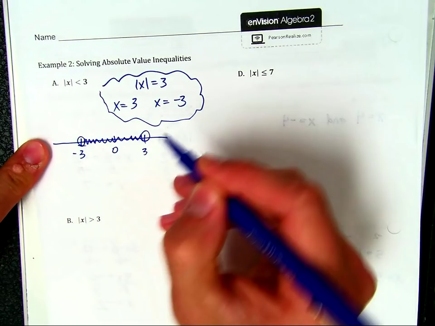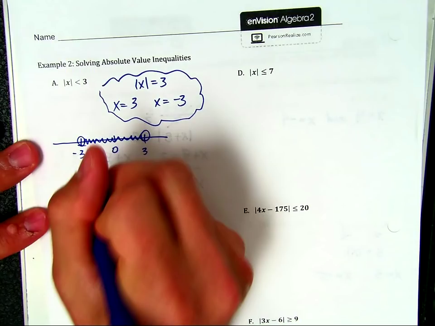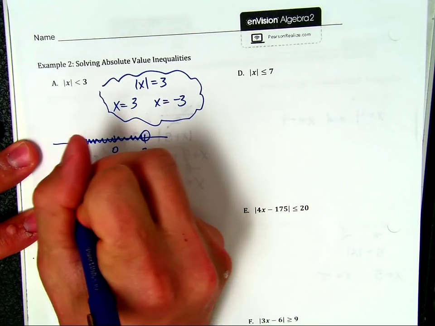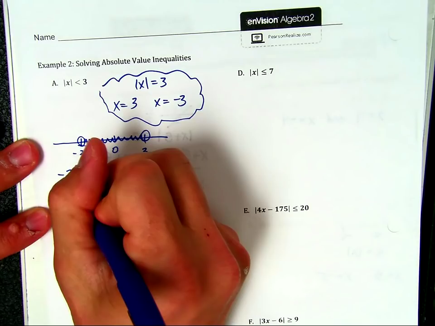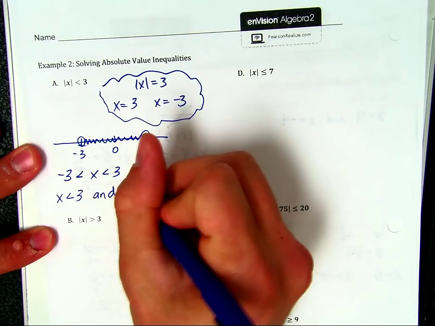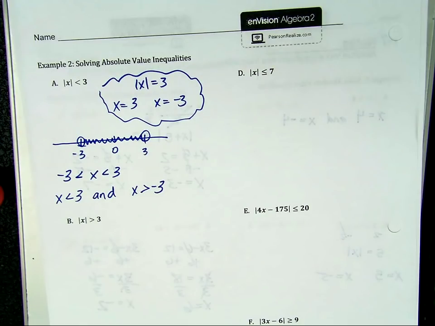So we can set it up as a compound inequality, what we looked at the very beginning of the year, and we can say that x has to be less than 3, but also greater than negative 3. We can write it like that, or we can write it as x is less than 3 and x is greater than negative 3.